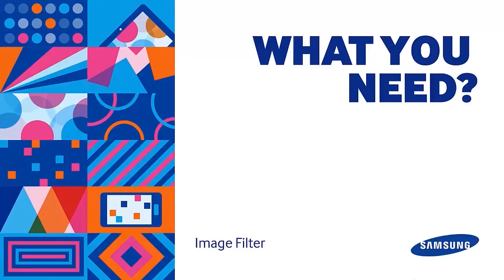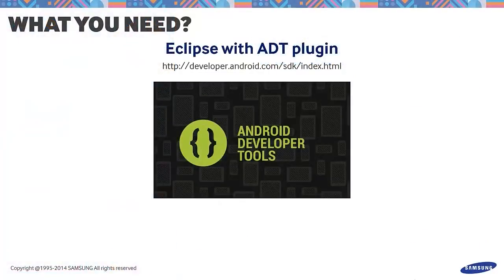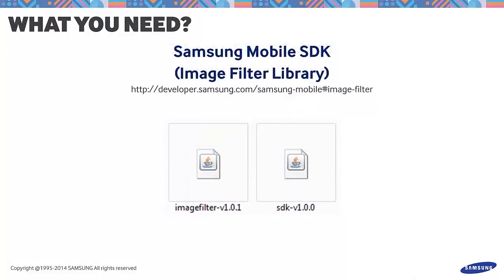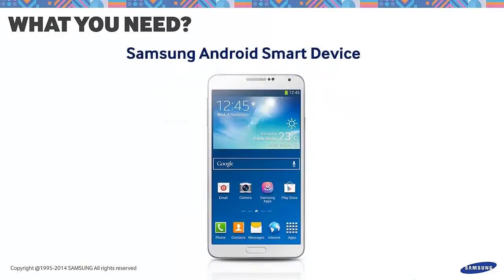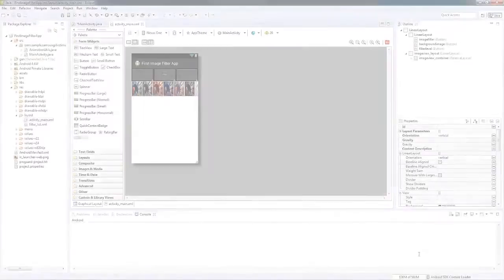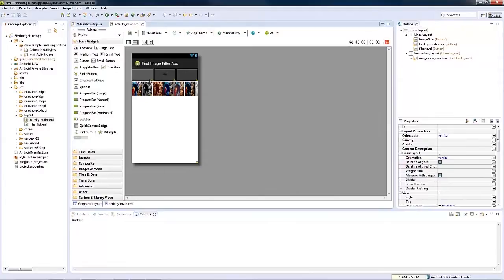Before we start creating a sample application, please prepare the following: an Eclipse IDE with ADT plugin, and the jar files of the Image Filter SDK. You can download them from developer.samsung.com. You also need a Samsung device. In this session, we will be using the Galaxy S5. If you don't have any device that fits the requirements, you can go to the remote test lab to test your application out. I'll jumpstart our application by having the UI prepared beforehand, like the call for gallery and the array entries for the alert dialog.